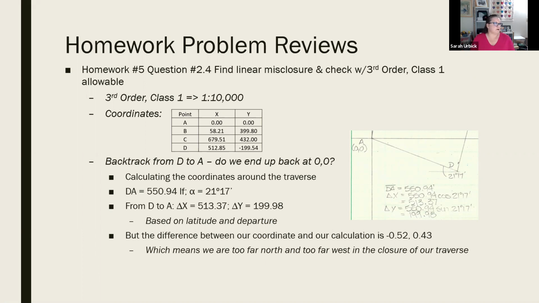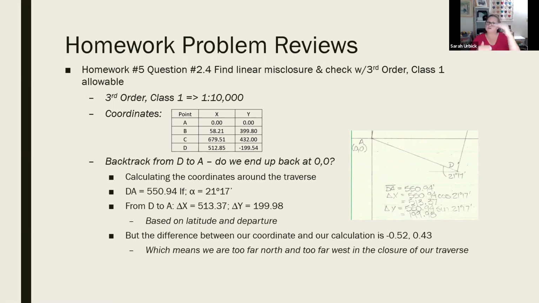So our coordinates, from the previous section of the problem, we figured out what our coordinates were. So we backtrack from point D back to A to figure out, did we get the same number? It's just like we did with our back sights and our foresights.